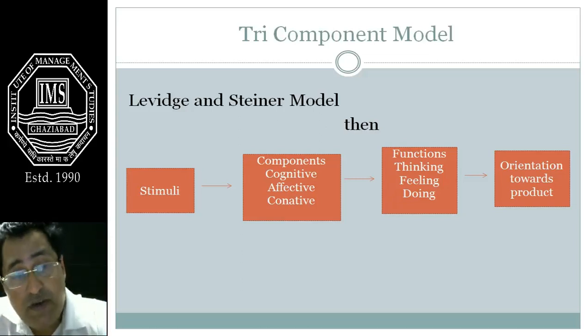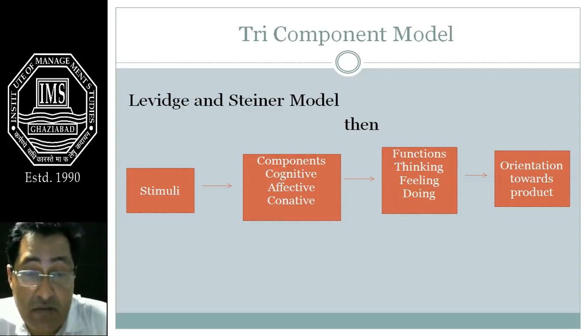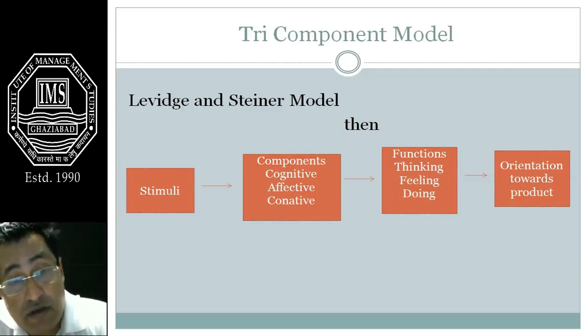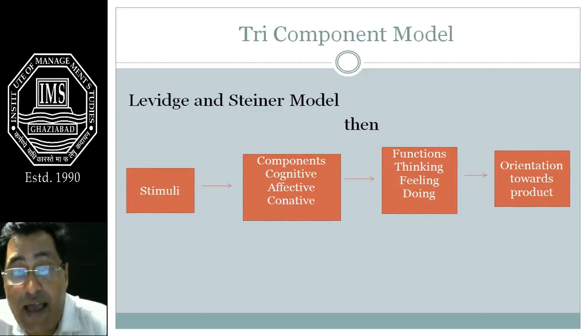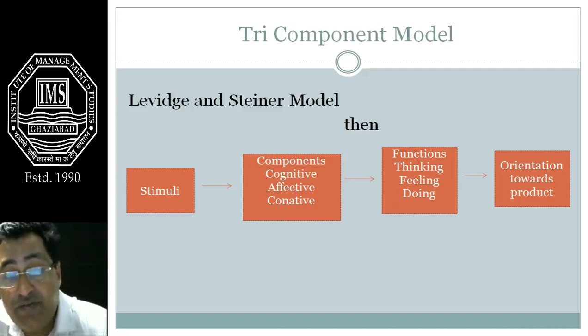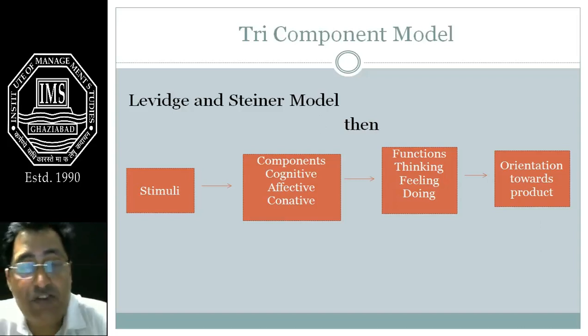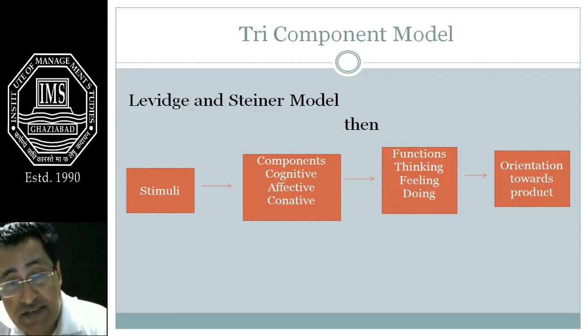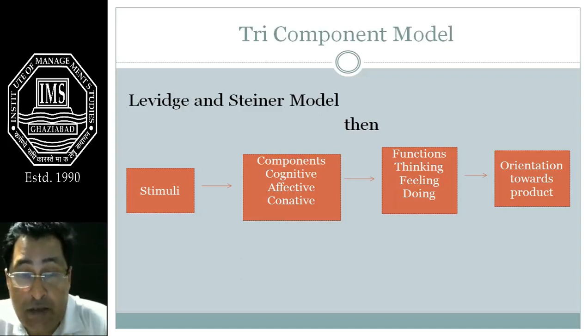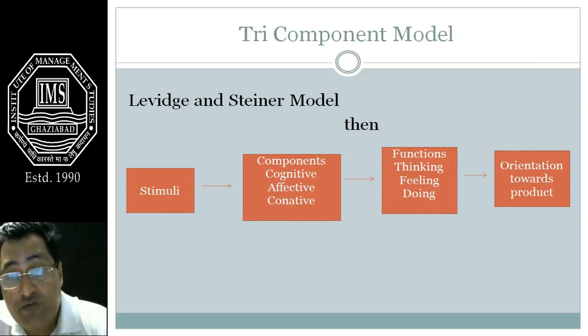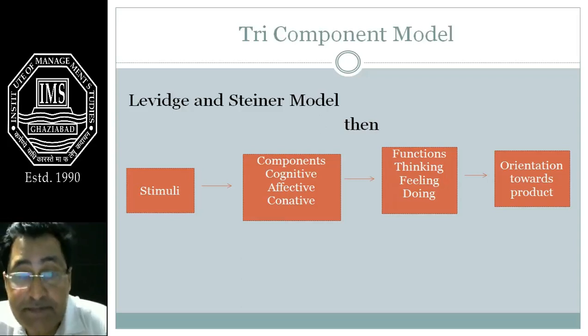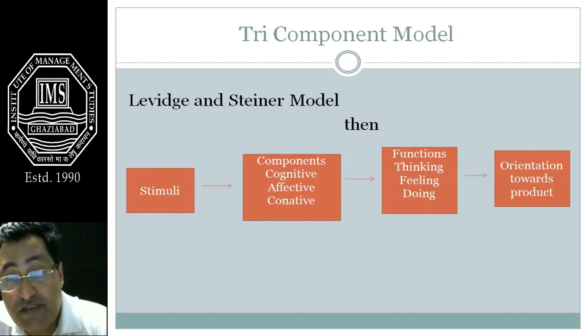After going through the stimuli, after learning so many things from advertisements, promotional offers, and talking with sales executives, you develop three different components: the cognitive, the affective, and the conative. Cognitive is what you start thinking about the product, affective is about how you start feeling about the product, and conative is about doing, the behavior towards the product.